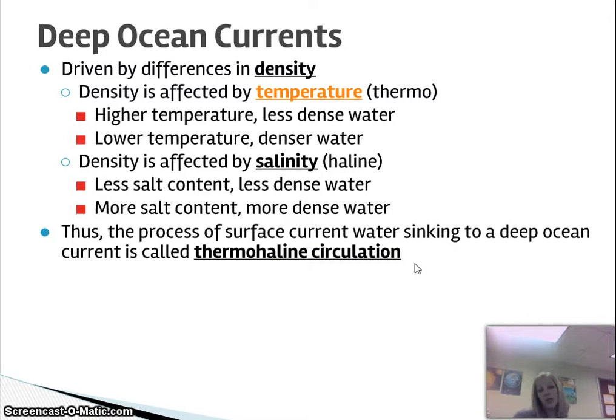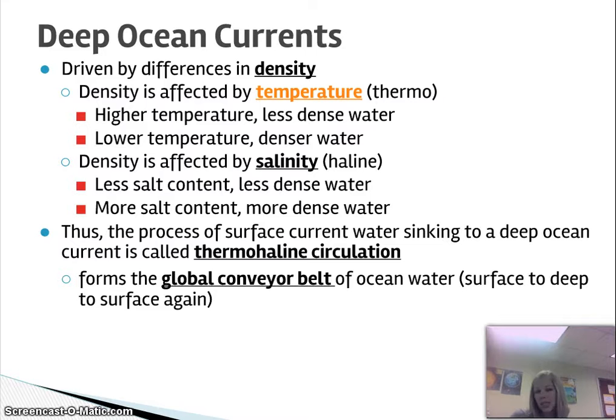So when I ask you the process of thermohaline circulation, all I'm asking you to tell me is that surface water may become more dense and go deeper in the ocean because it has either gotten colder, or it gained more salt content, or a combination of both.